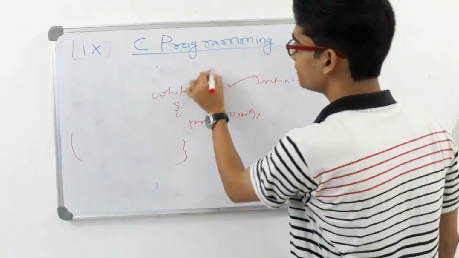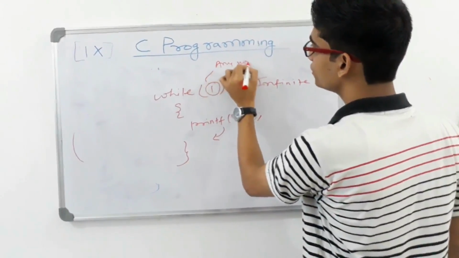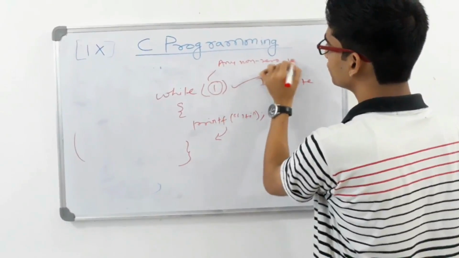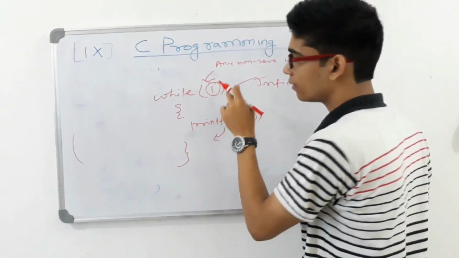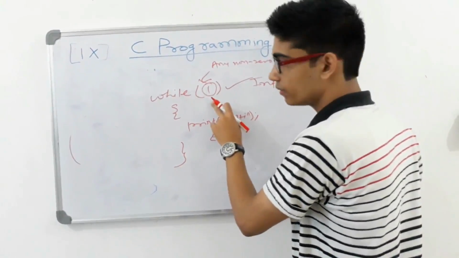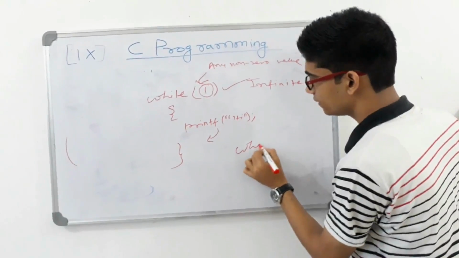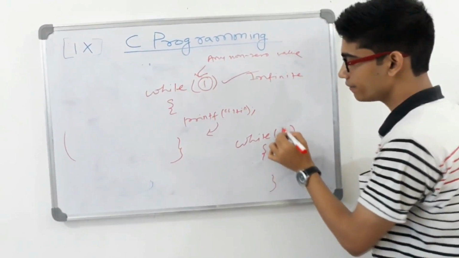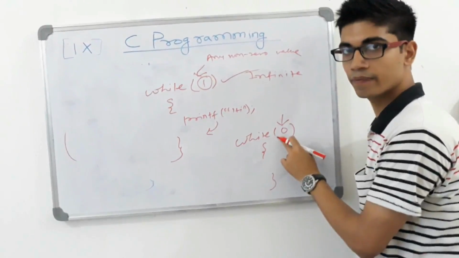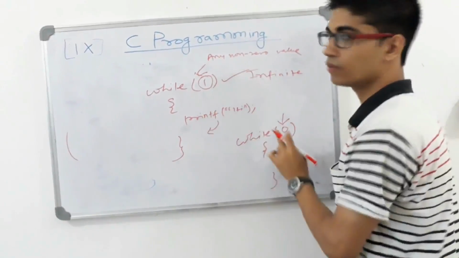So any non-zero value if we put here, it is going to make us fall into an infinite loop. Okay, so if I write while 0, it is never going to be executed. Why? Because this is false. Okay, so this was about the while loop.